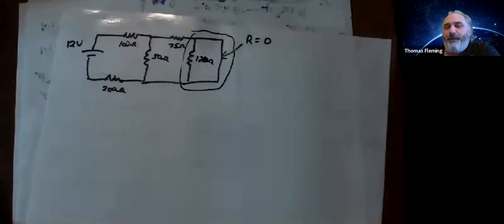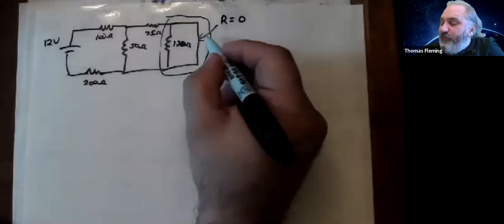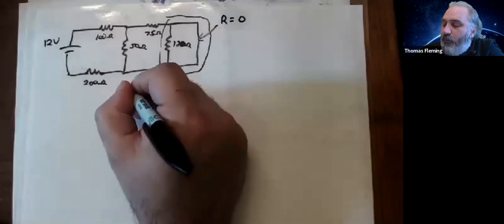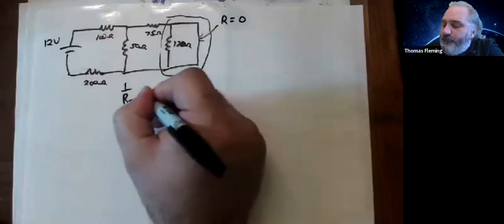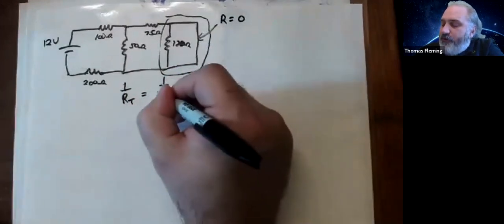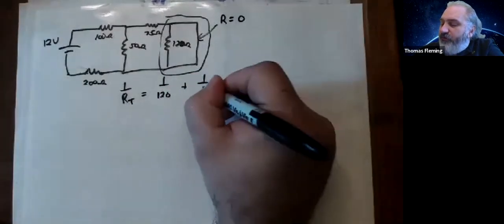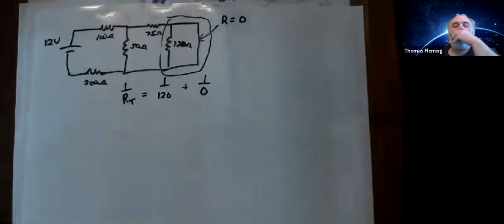Does that make sense? Yes. Well, if I treat this branch as a resistor whose resistance is 0, I would have 1 over R total equal to 1 over 120 plus 1 over 0. So when I solve for R total, what do I get?